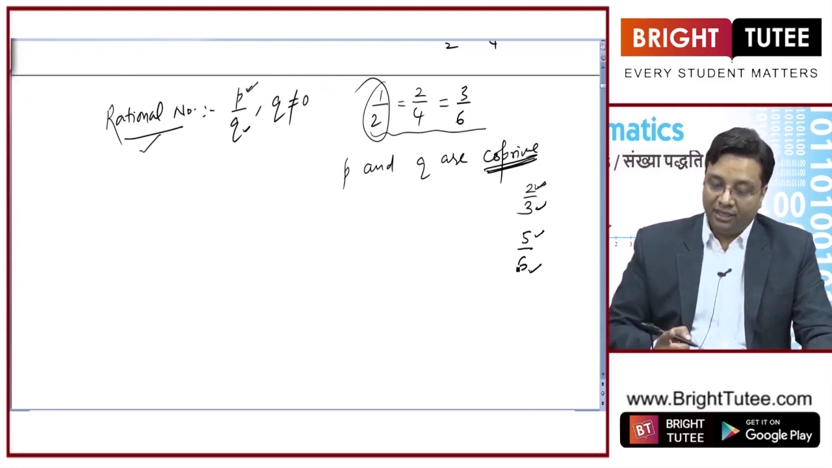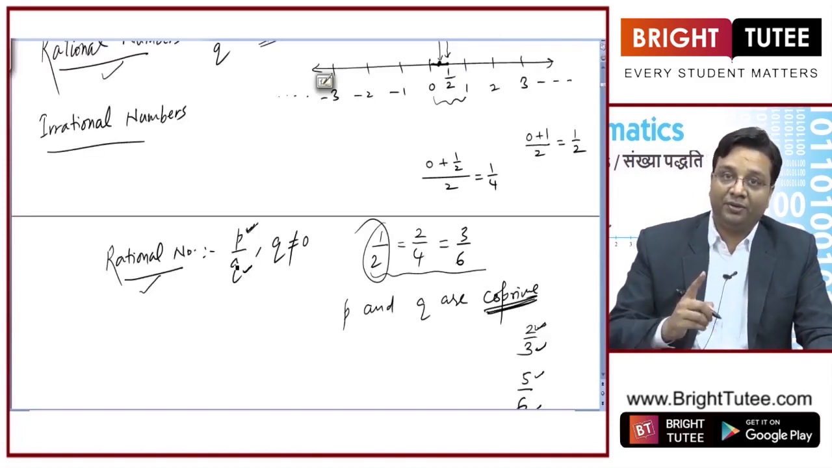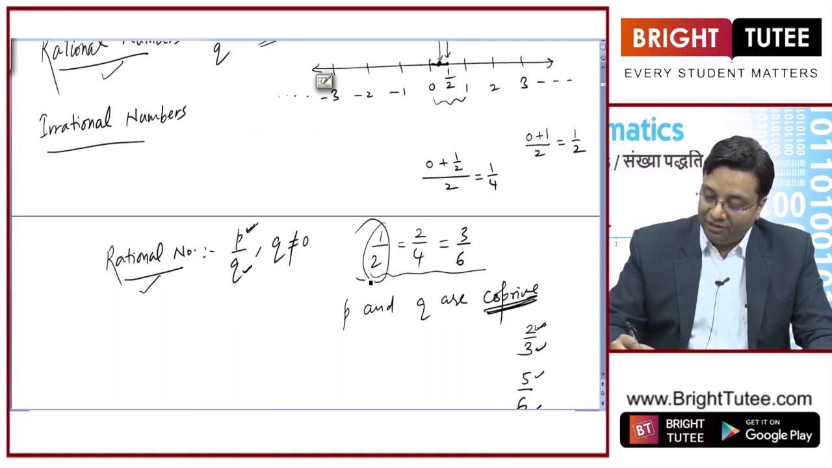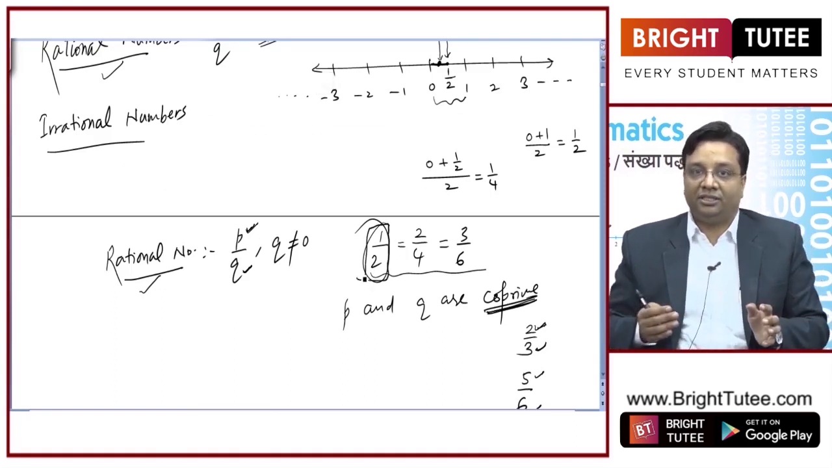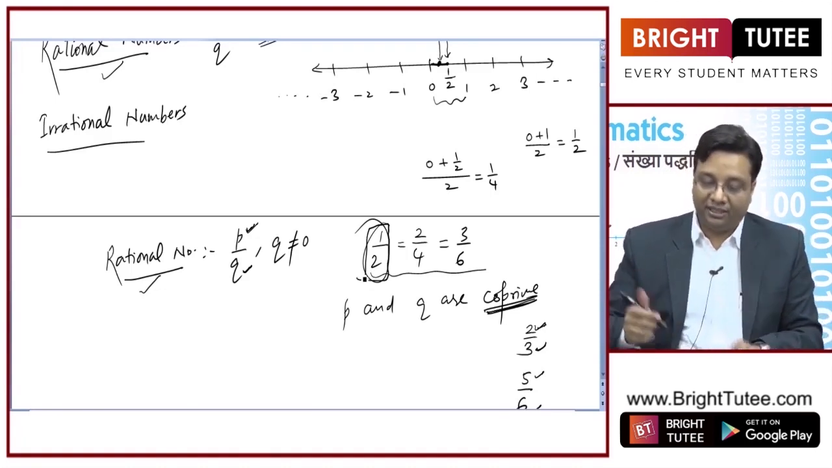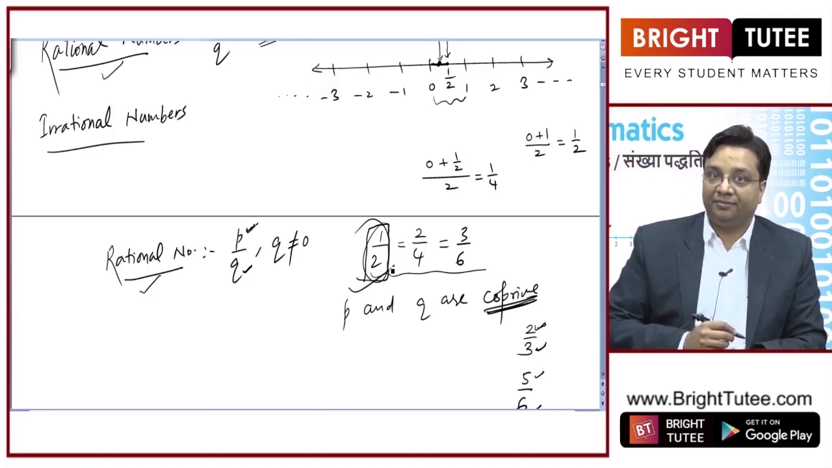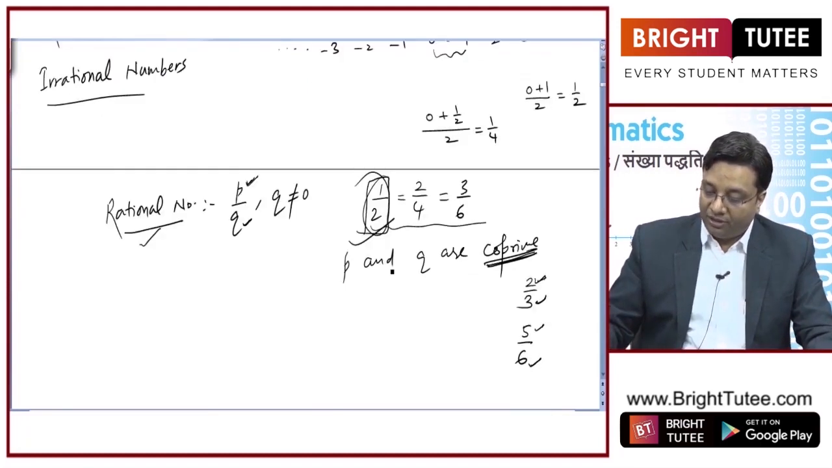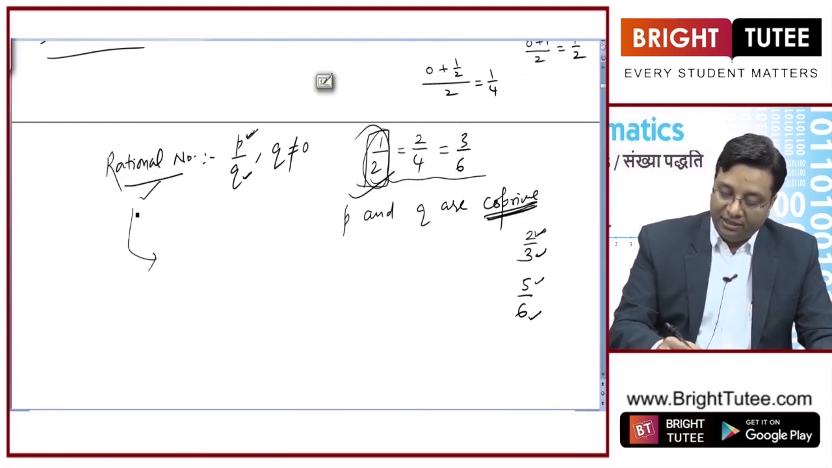from 1. So when I write p by q in such a fashion that p and q are co-prime, that will be the simplest representation, or the representation that we will consider here. So this is the simplest representation. So this is about rational numbers. And another thing about rational numbers is that these numbers are terminating.